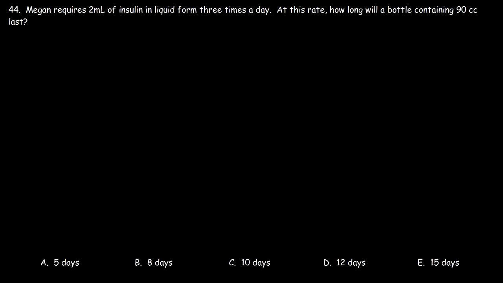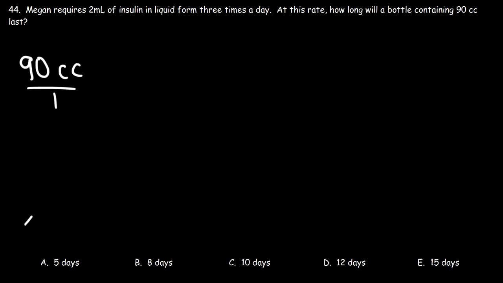Number 44. Megan requires 2 milliliters of insulin in liquid form 3 times a day. At this rate, how long will a bottle containing 90 cc's last? Let's answer this question with a conversion process. So she has a bottle with 90 cc's of insulin.